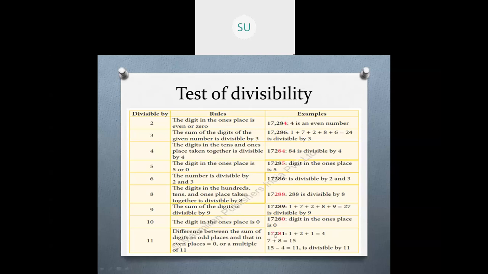Even places are 2 and 4, so the digits there are 7 plus 8. 7 plus 8 is 15. Now the sum of odd places is 4, and the sum of even places is 15.